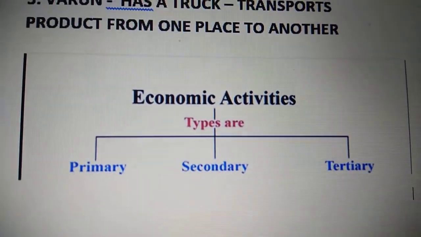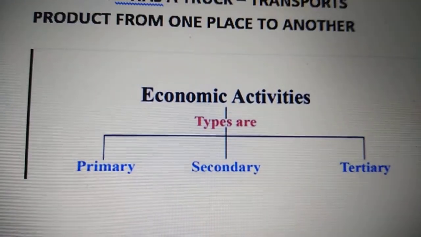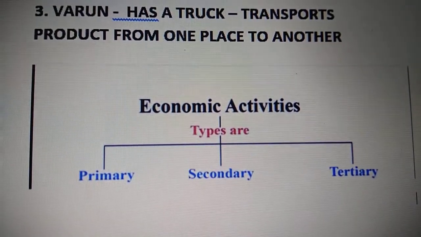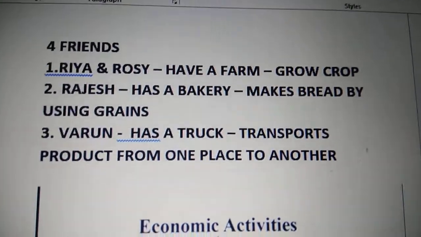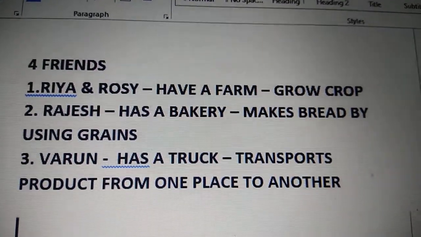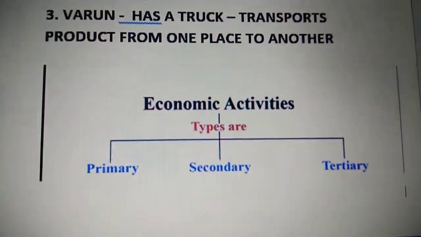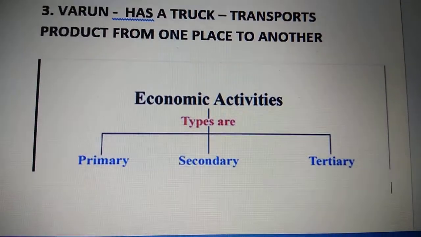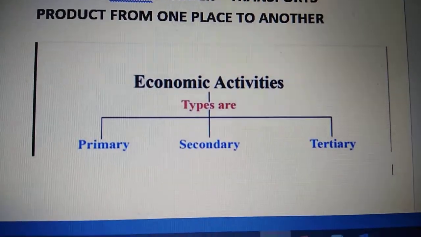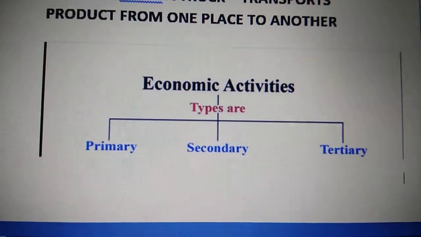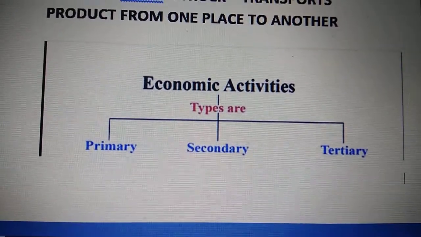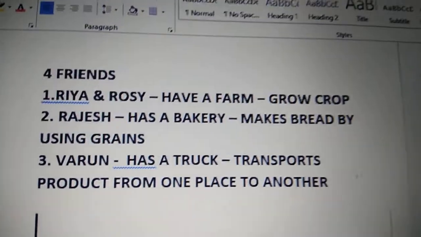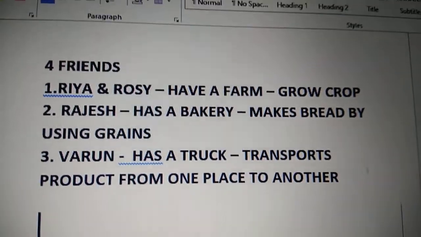Now, what is primary activity? Primary activity involves production and extraction of natural resources. So, which one is doing the primary activity? Ria and Rosie, because they are producing grains and growing crops, which is a primary activity using natural resources. Then secondary activity involves manufacturing and processing of these natural resources. So what is Rajesh doing? He is using the grains, the natural resource, and what is he making?